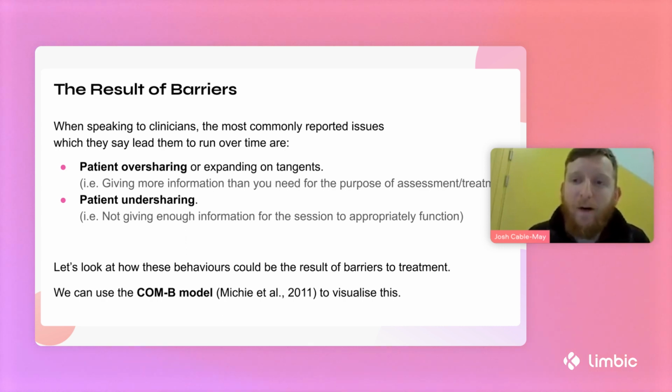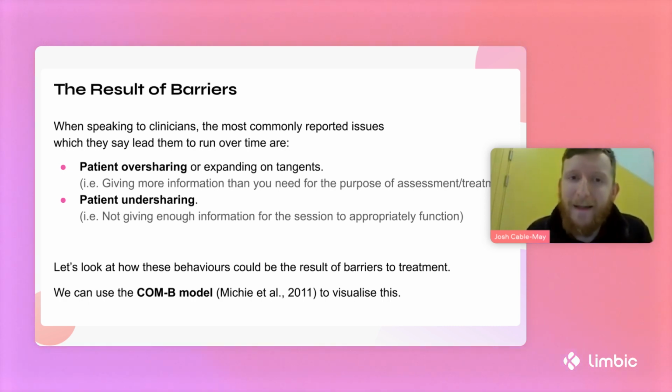So you'll see on the right-hand side, you have behaviour. Behaviour could be anything. It could be oversharing or undersharing. It could be doing homework. It could be attending sessions. And according to Michie et al., the three factors which play into whether that behaviour takes place are capability, motivation, and opportunity.